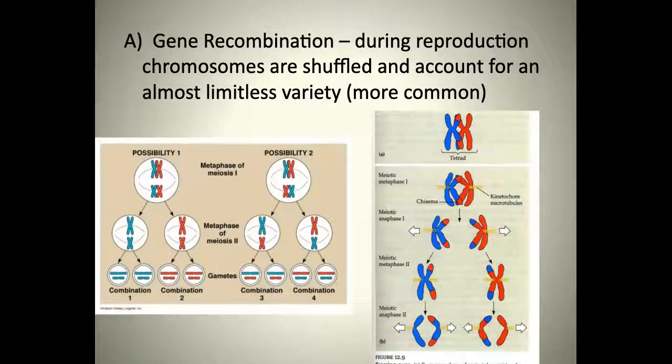So genetic recombination, this almost limitless variety due to meiosis and the shuffling of our genes, is how we get most variations in sexually reproducing organisms. However, there is another way we get variation, but genetic recombination is definitely the most common.